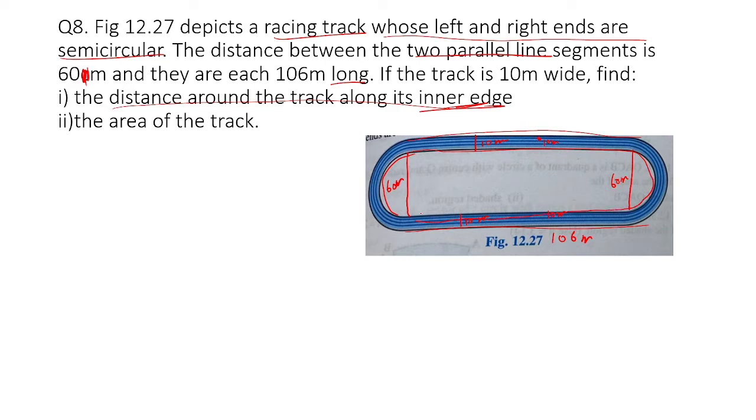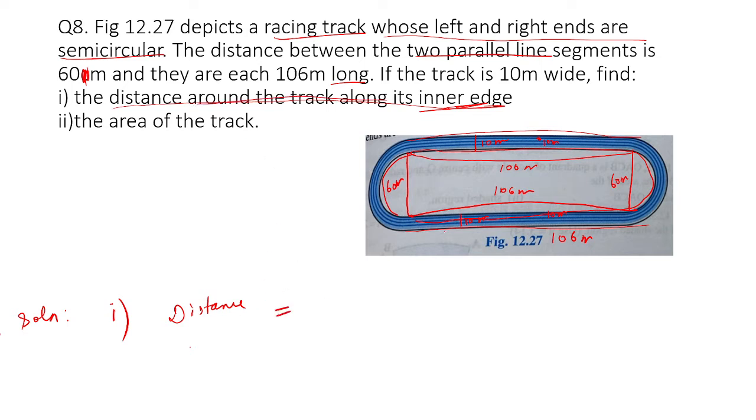If we take the distance from here to here, how much is it? It is given as 106 meter. You add that and you take the distance from here to here, which is also given as 106 meter. Therefore, you can write the solution. Distance around the track along its inner edge. You write down this.